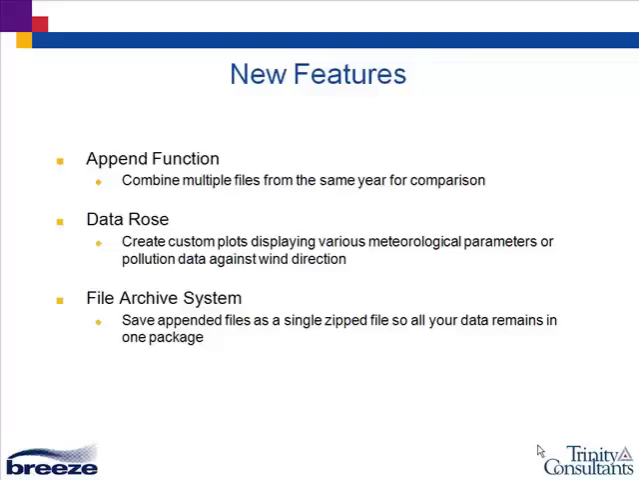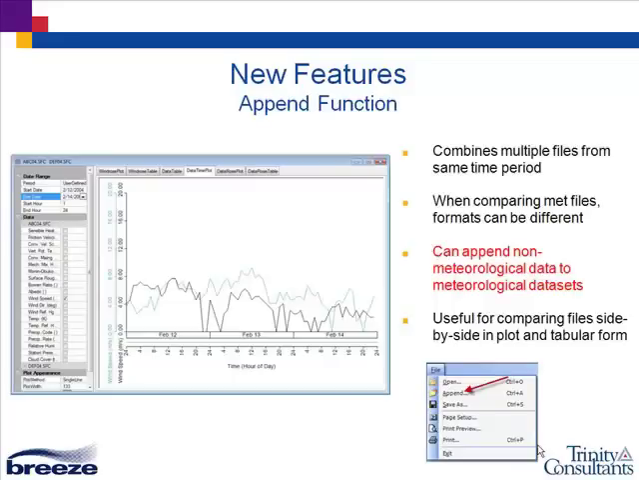Using this feature, you can create custom plots of various meteorological parameters or pollution data against wind direction. Finally, we have the file archiving system, similar to other BREEZE products and now added to MetView. This system will save all appended files as a single zipped file, so all of your data remains in one single package rather than scattered around on your local computer or your network. Now let's look at the append function first.